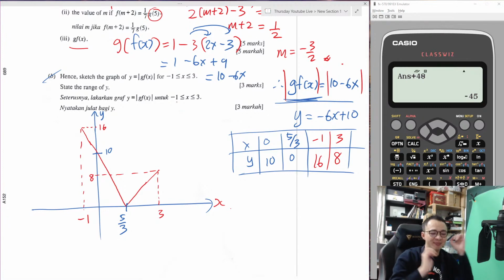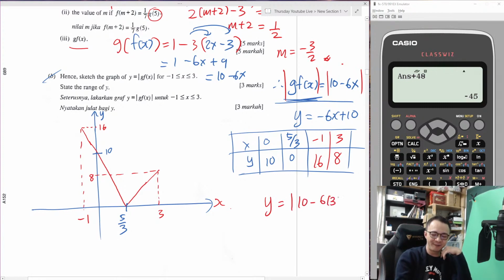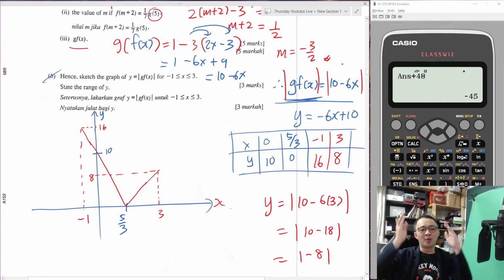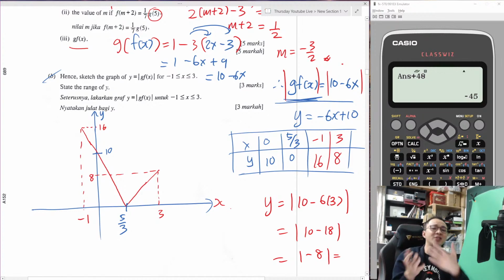So you cannot simply skip the domain and say, I don't care, I will just sketch my graph here. A lot of students will tell me, so it's -8, isn't it? Why do you do +8? This is 10 minus 18, which is modulus of -8. And you understand the meaning of modulus: whatever value is inside the modulus will become positive. So it will become +8.